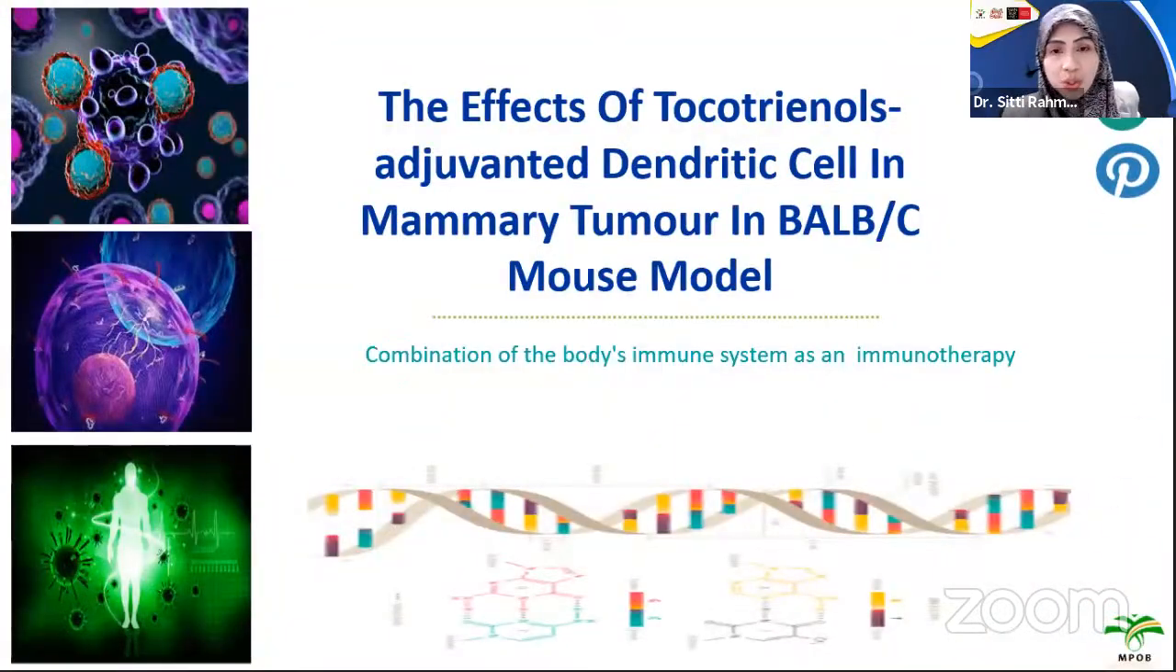In these slides, I would like to show you my work that I have done in my lab: the effects of tocotrienol adjuvanted dendritic cells in a mammary tumor biopsy mouse model. It is a combination of our body's immune system as an immunotherapy, which uses tocotrienol as an adjuvant to boost the immune system.